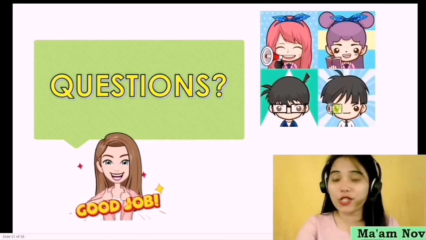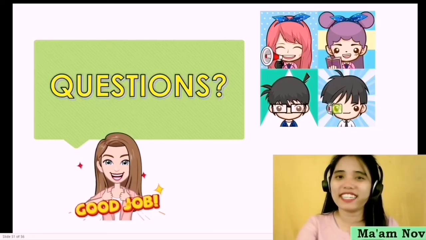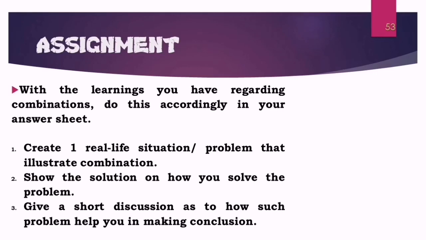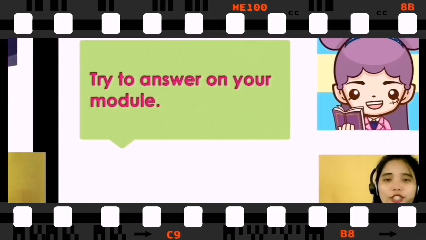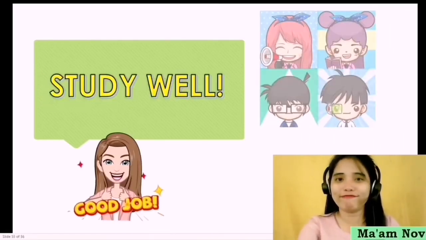Okay, class, do you have any questions? Wala na ba? Intindihan na ba lahat? Okay, so for your assignment, with the learnings you have regarding combinations, do this accordingly in your answer sheet. Create one real-life situation or problem that illustrate combination. Show the solution on how you solve the problem. Next, give a short discussion as to how such problem help you in making conclusion. Okay, you can now start to answer your module.